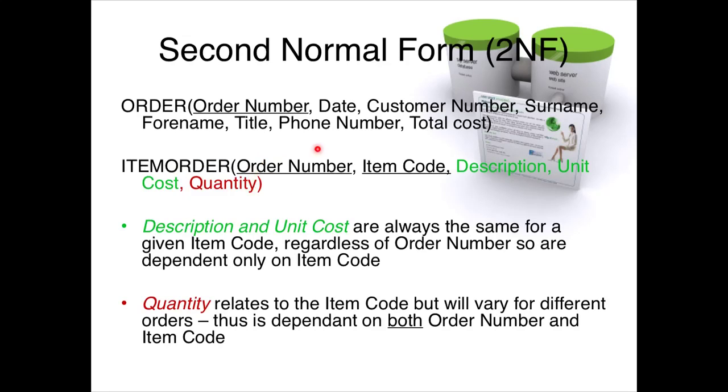Quantity relates to both the order number and item code, because for a specific order, that's how the person sets what quantity of items they want. Whereas description and unit cost are only related to the item code. No matter which order the item code appears on, description and unit cost will always be the same. So we can divide out our description, unit cost and item code from item order.